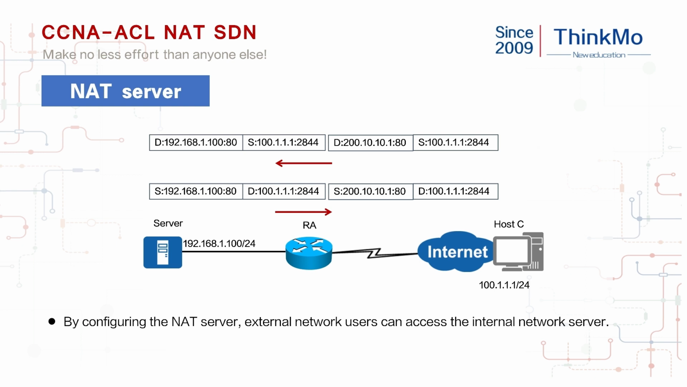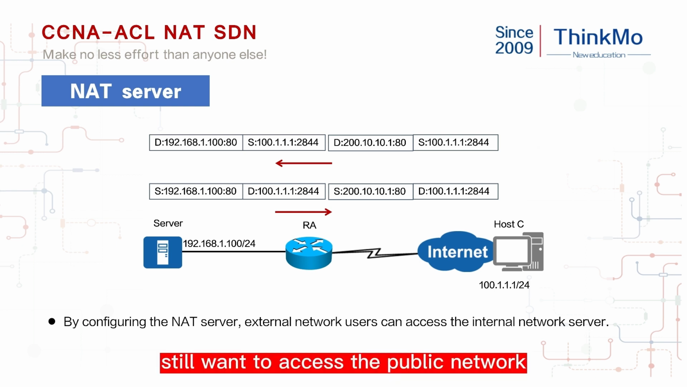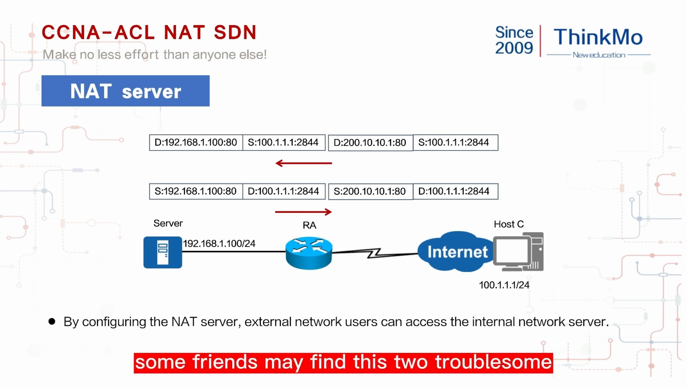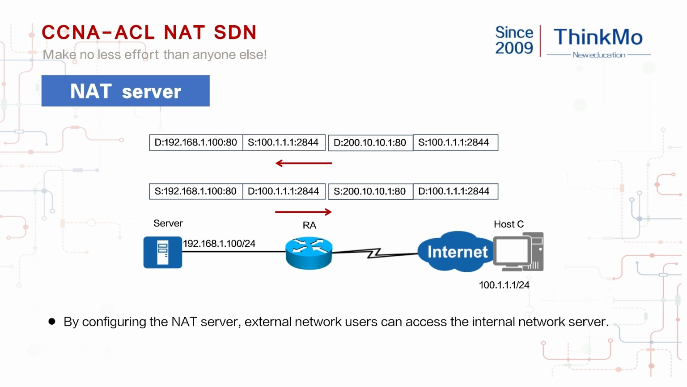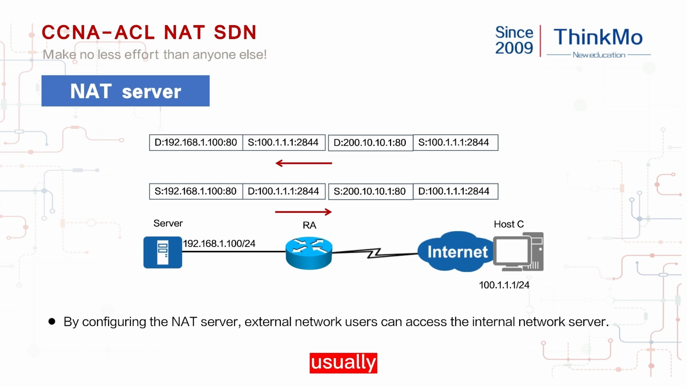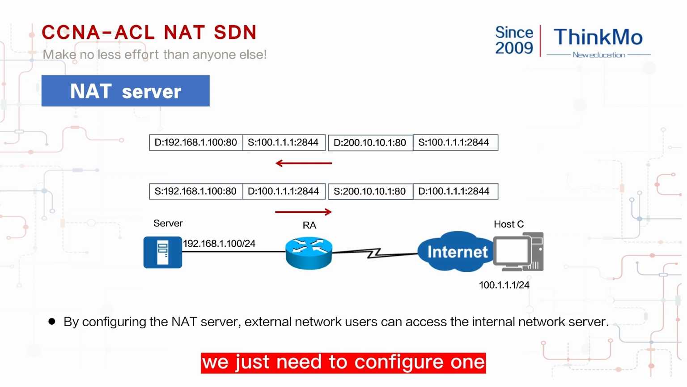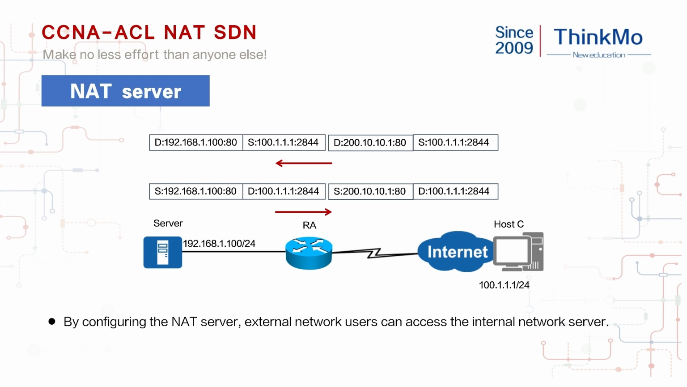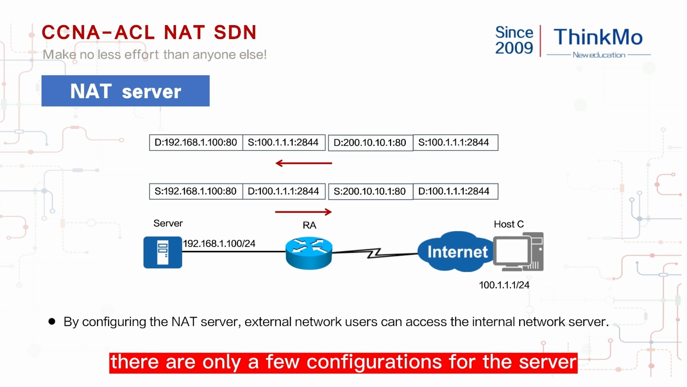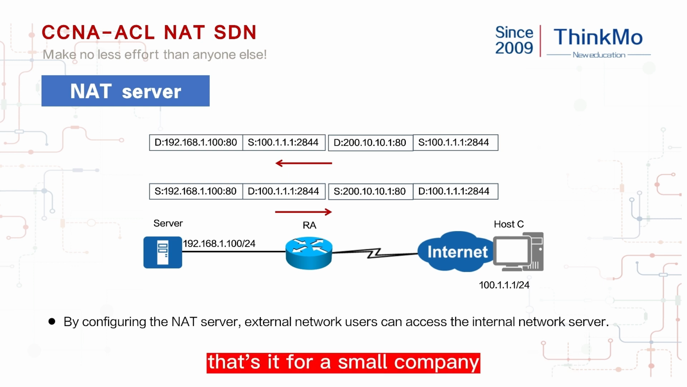To be honest, if you still want to access the public network, this needs to be configured accordingly on this router. Some friends may find this too troublesome, since you have to configure one by one. Yes, but your company will not have so many servers waiting to be accessed by others. Usually, if we have one device, we just need to configure one. The specific scene is different. Like the daily employees in the company, there are many people who use the internet, but there are only a few configurations for the server. That's it for a small company.